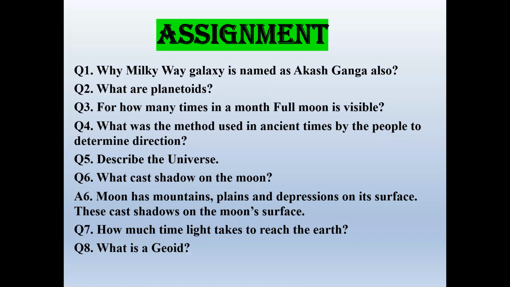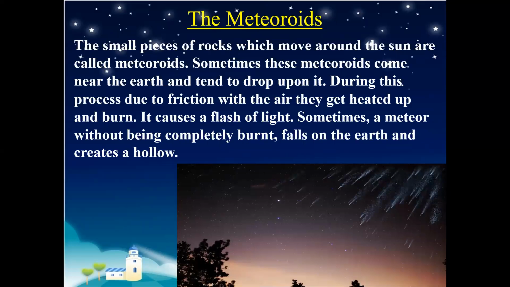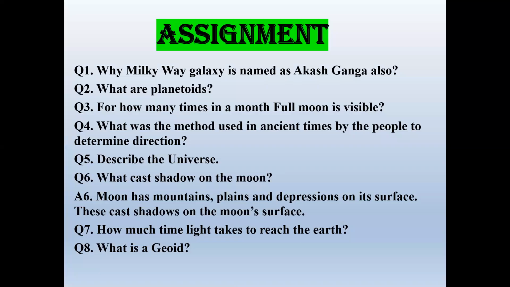So students, this was a quick explanation of Geography Chapter 1. Now let us move on and look at a few questions. Question number 1. Why is the Milky Way galaxy named Akash Ganga also? What are planetoids? How many times in a month is the full moon visible? What was the method used in ancient times by the people to determine direction? Describe the universe. What casts shadows on the moon?